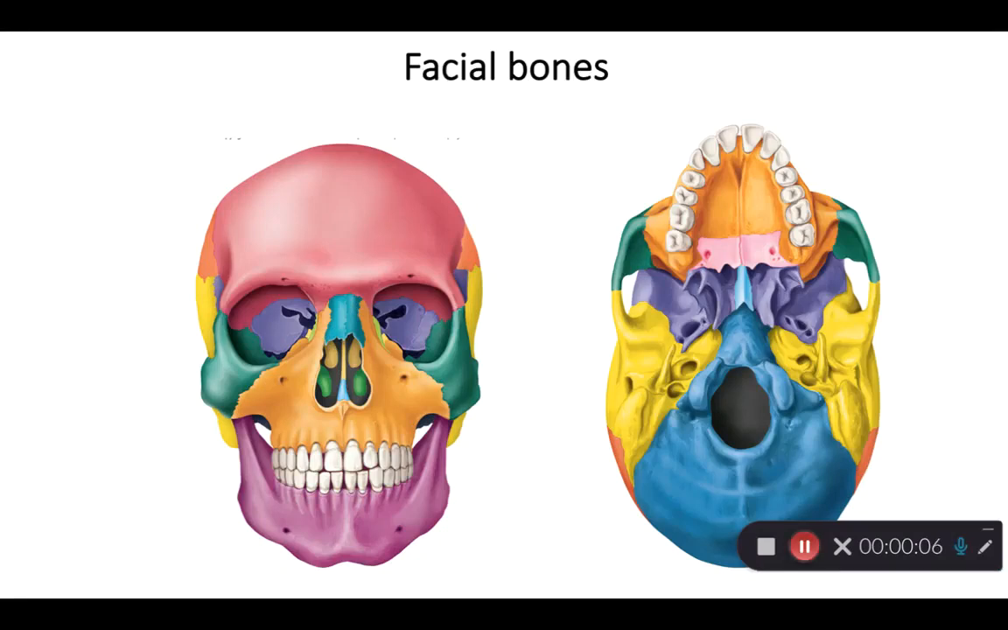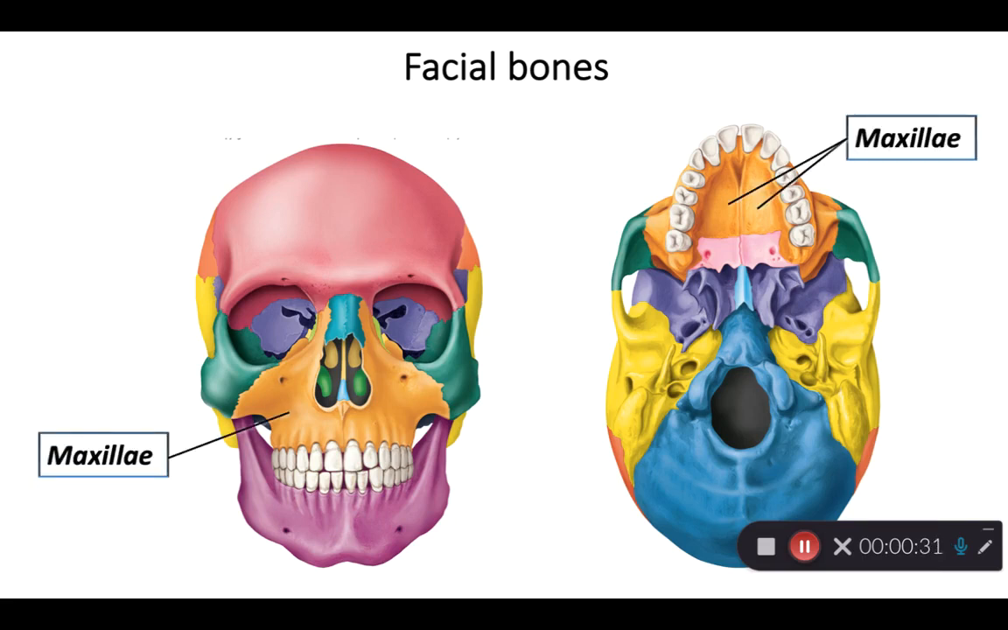There are 14 facial bones. So where the cranial bones form the cranial cavity, the facial bones form what we would call the framework of your face. And of these 14, all but 2 come in pairs. So there are 6 pairs of facial bones and then 2 that do not come in pairs.